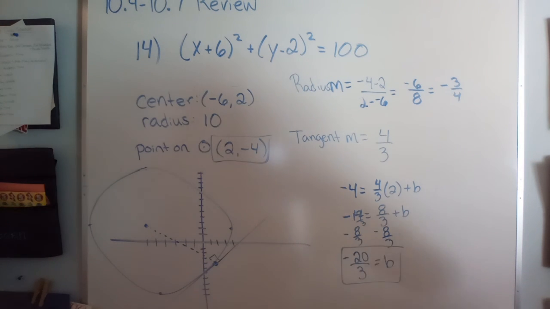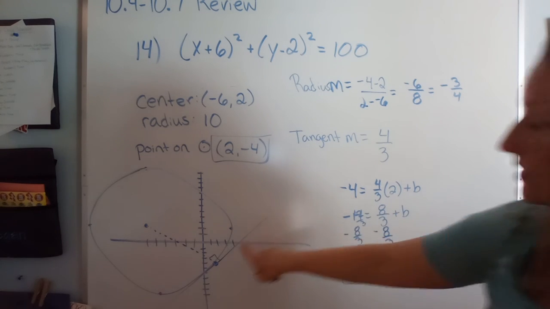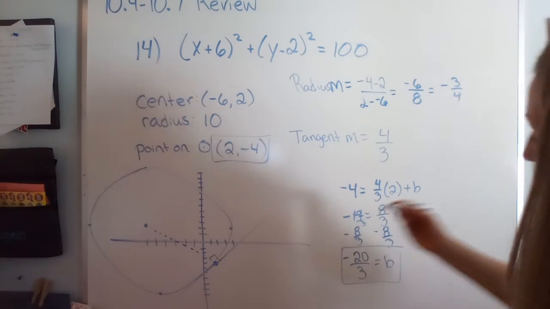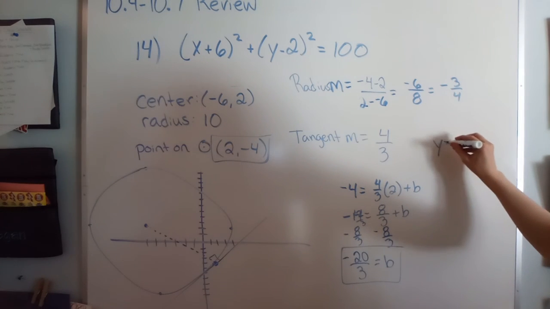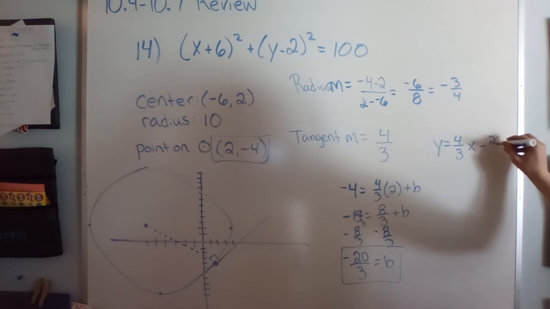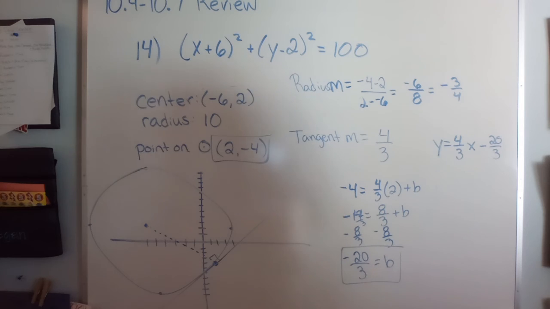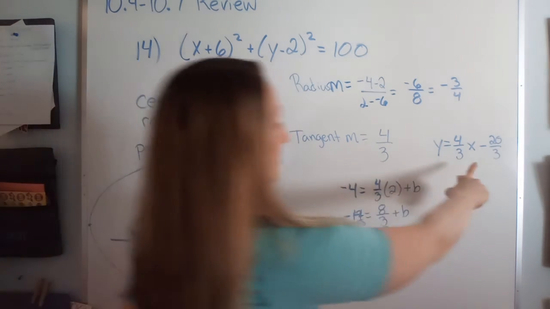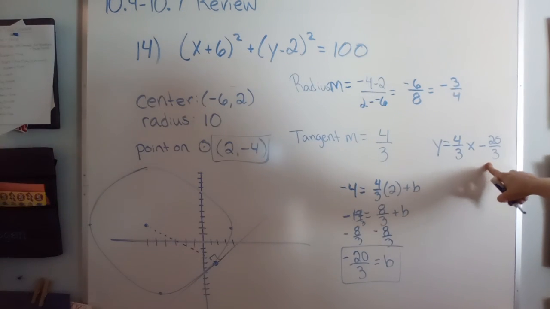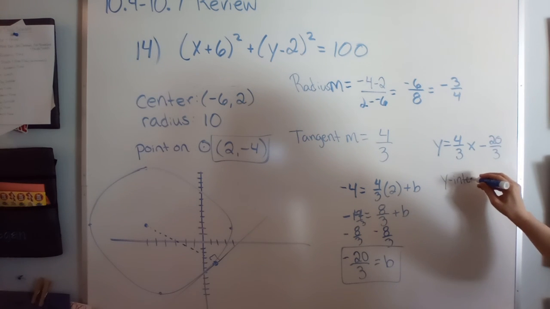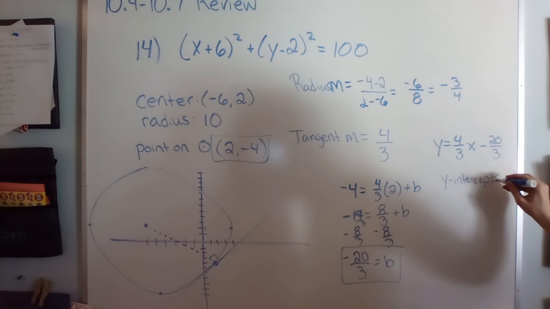Okay, so I have my y-intercept of this line, and I have my slope of the line. So the equation of that tangent line, I can now write as y equals 4/3 x minus 20/3. And I have one of the answers, because the question asked, what is the y-intercept? Well, the y-intercept, where the line crosses the y-axis, is negative 20/3. That's the y-intercept of the graph.